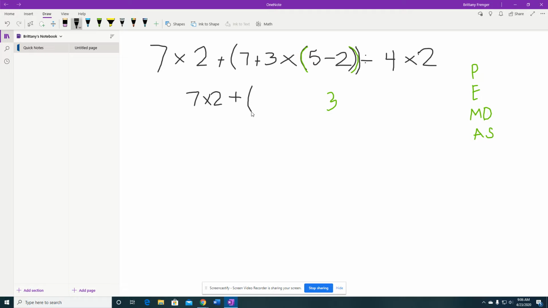And now I'm going to put in the parentheses from the other one, okay? So 7 plus 3, and we're going to now times what our answer was from 5 minus 2, and add our parentheses. Divided by 4 times 2. All righty. Okay. So now that we have our next parentheses, we're going to do that one.